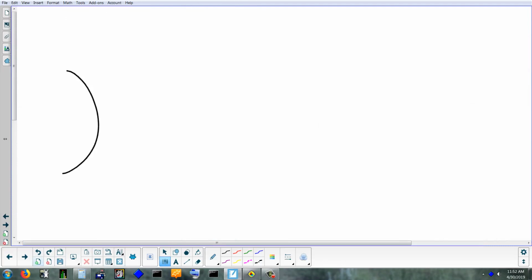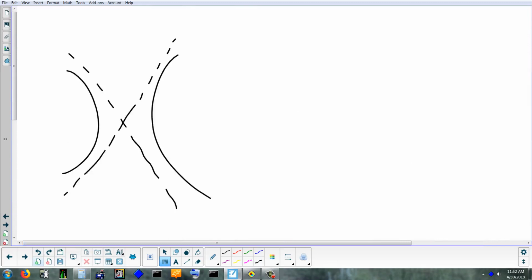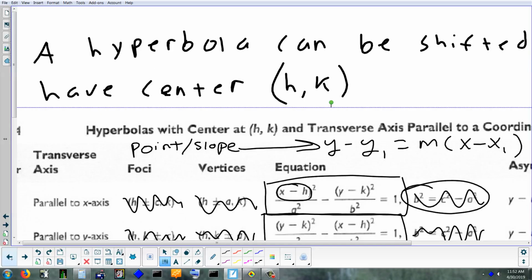Well, if you have two asymptotes, they both go right through the what? They could go through the origin if this point is at the origin, but they go through the center. Wherever the center is, your asymptotes go through the center. So you automatically have a point that your asymptotes go through. It's the center. And you automatically have the slope from what we did before.